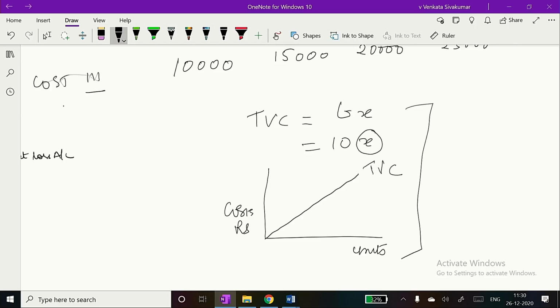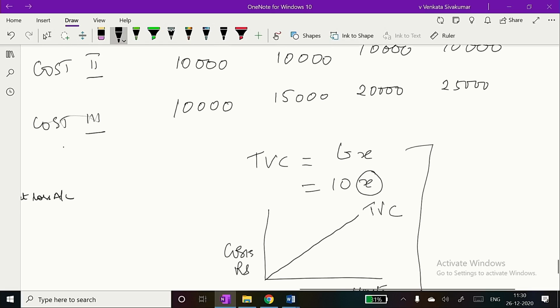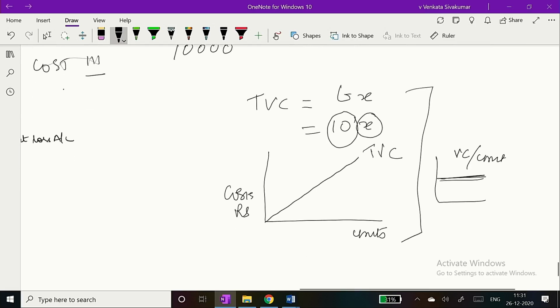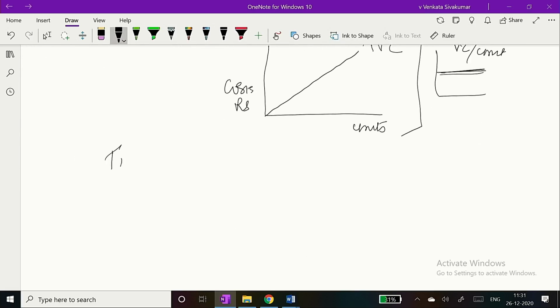Per unit cost is same. That's all. Note down. Total variable cost is equal to Bx, where B is a constant, and X is the number of units produced. Total variable cost is like this, and then variable cost per unit will be like this, a straight line. This is variable cost per unit, it is constant. Over.